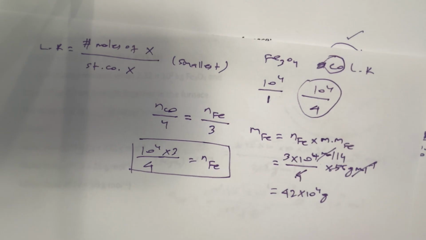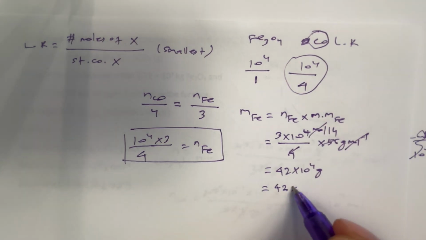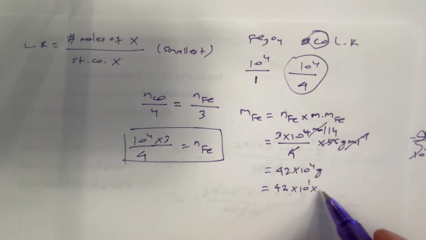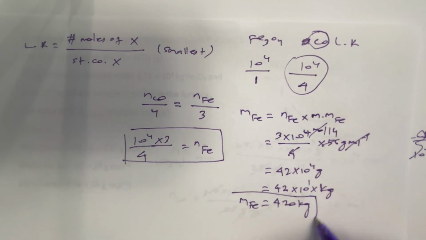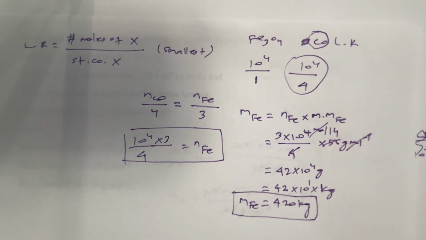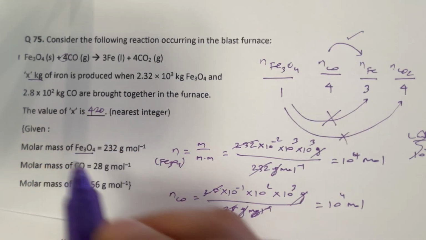So it is in grams, but we need the answer in kilogram, isn't it? Therefore what we can do is 42 times 10 to the power 1 times 10 to the power 3, we can write it as kilogram. So this means 420 kilogram. The mass of iron is 420 kilogram. So that means 420 is the correct answer here.